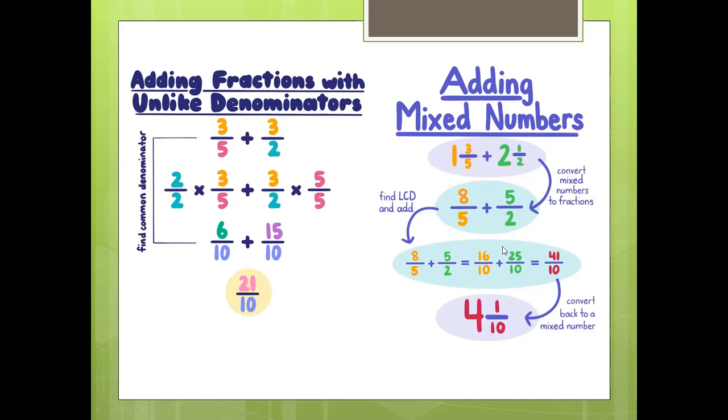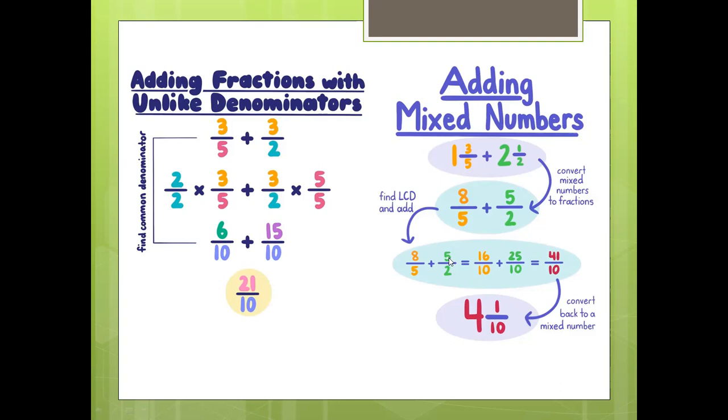So by finding the mixed number again, find the LCD or the lowest common denominator. So the lowest common denominator of 5 and 2 is 10 again. So 8 plus 8. So again, by finding the lowest common denominator of 5 and 2, we will get 8 over 5 and 5 over 2. So we have to multiply it. 8 multiplied by 2 is 16, and 5 multiplied by 2 is 10.